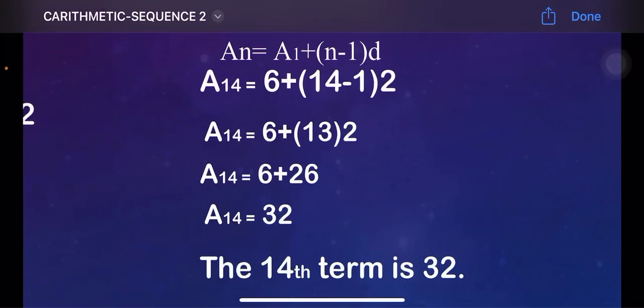Okay, first we have to know what is the answer for what is inside the parentheses. 14 minus 1 is equal to 13. Okay, we have to substitute it again. A sub 14 is equal to 6 plus 13 times 2. Okay, 13 times 2 is 26.